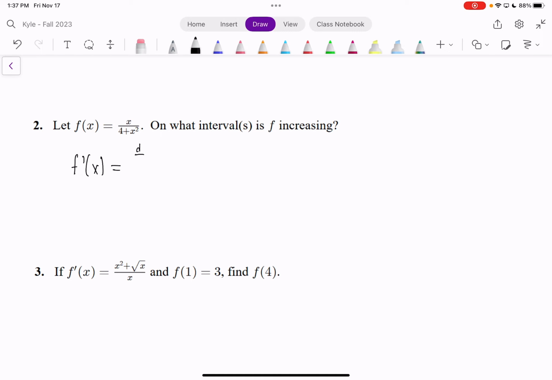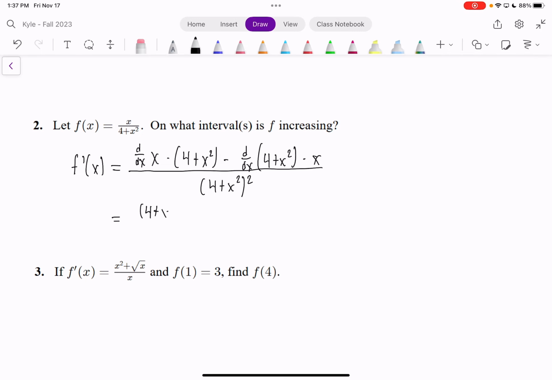That's going to be the d dx of our numerator times our denominator, subtract the d dx of our denominator times our numerator, and we'll divide by our denominator squared. So this is going to give us 1 times 4 plus x squared, minus 2x times x, over 4 plus x squared, squared.